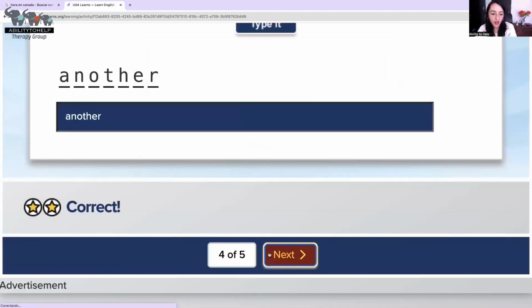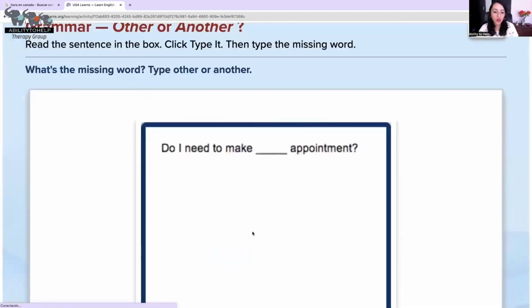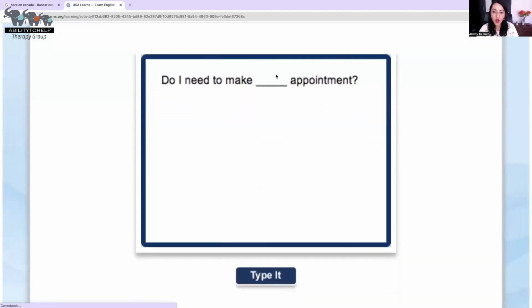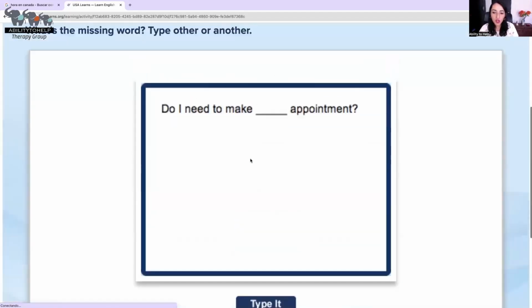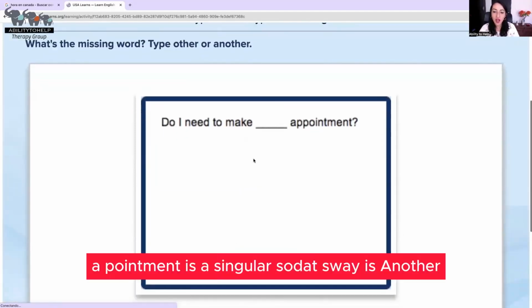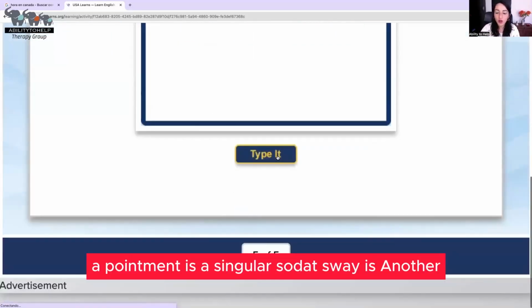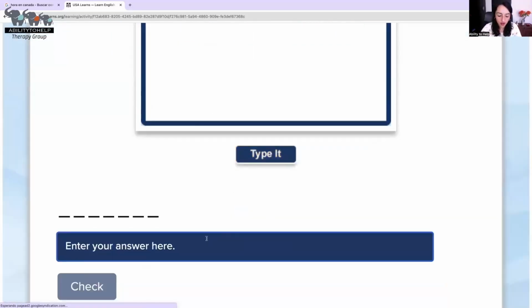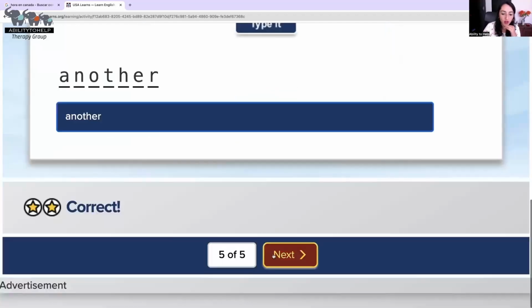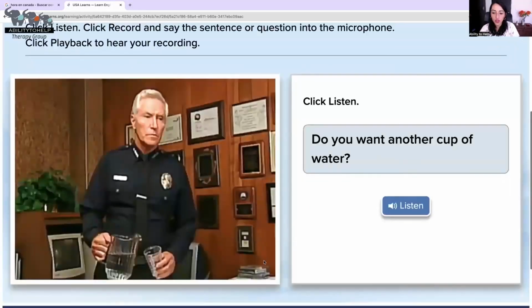Finally, let's see. Do I need to make one appointment? Another, other appointment. Appointment is singular, so that's why it's another. Great, correct. So let's see the whole unit.